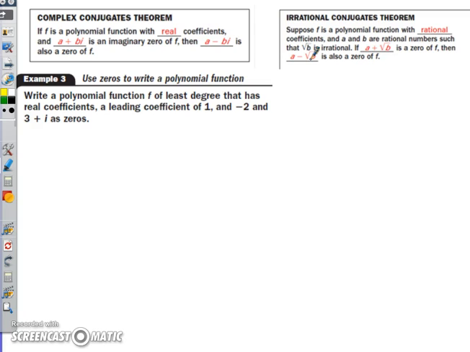All right, so when they say write the polynomial function of the least degree that has the real coefficients of 1, -2, and 3 plus i, this is really what you're saying: you have x equals 1, you have x equals -2, you have x equals 3 plus i, but you also have x equals 3 minus i, because when you have one, the other one comes along. There's a set.